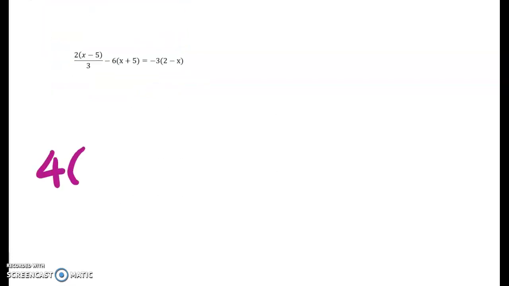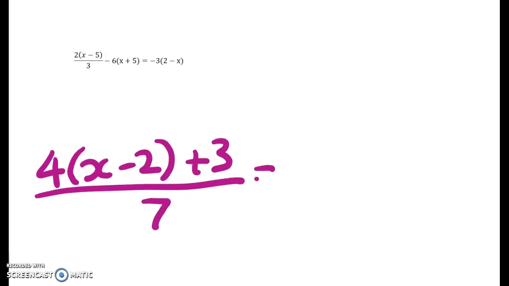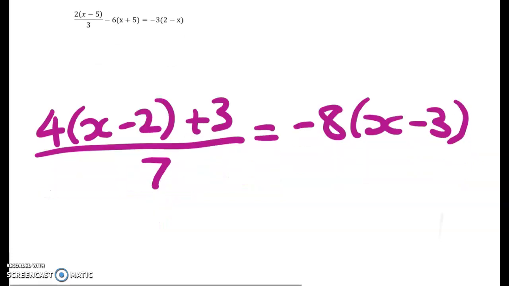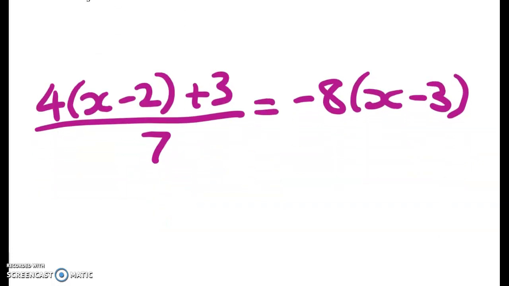Okay, so we look at it before we start. Let's see what we've got. We've got some brackets in the numerator here, divided by 7, is equal to negative 8 times x minus 3. So where am I going to start? Well, I can undo the divided by 7 by multiplying both sides by 7. So let's do that first.